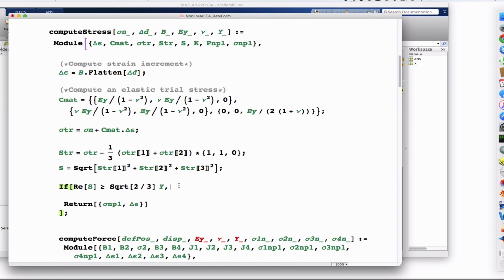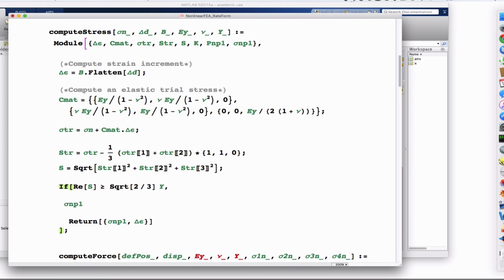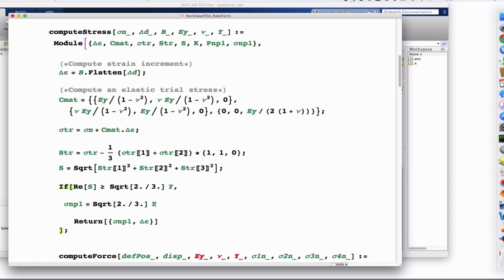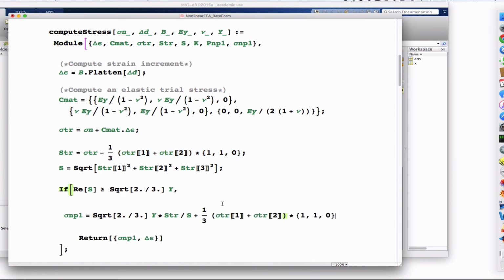So in this case, I'm going to set the new stress, sigma n plus 1, equal to the square root of 2/3 times Y times that q. Remember, q is the direction, right? So it's the trial stress divided by its magnitude, right? Okay. And that's the deviatoric component. Then I just have to add back on the hydrostatic component, which is this thing, the thing I subtracted off earlier. If I want the total stress, I have to add it back on. Right, so that's if it's plastic.